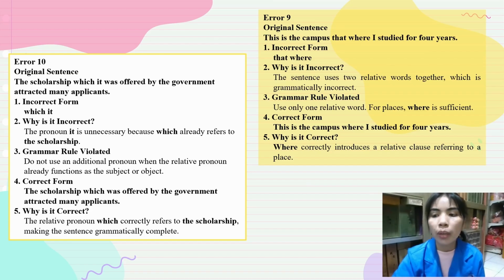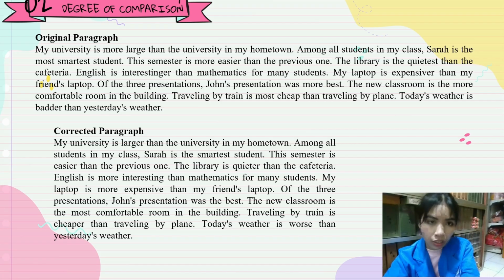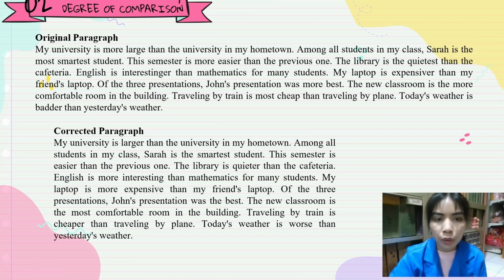And the correct paragraph after correcting all 10 errors: rewrite the paragraph using the correct grammar. The correct paragraph uses appropriate relative pronouns and follows the correct rules of English relative clauses. Okay, next is part 2, degree of comparison.